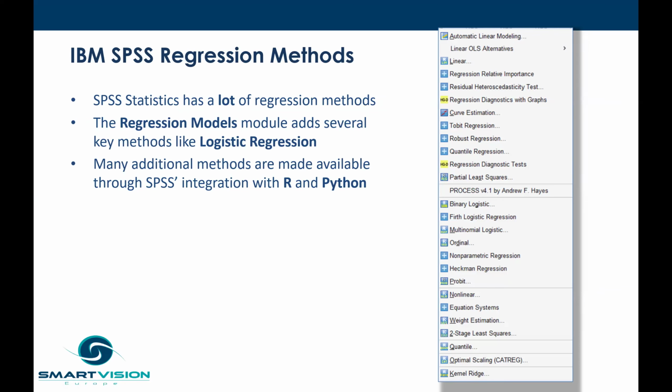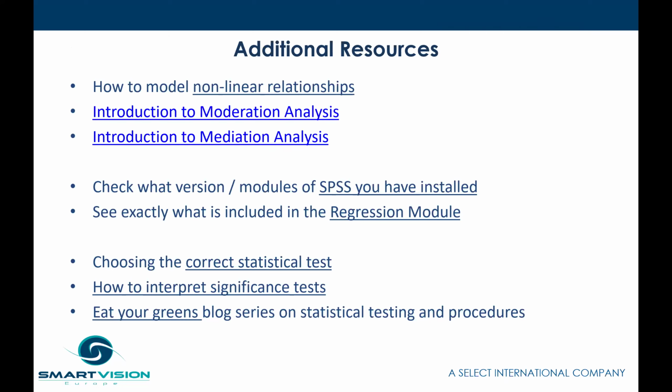Bear in mind that SPSS Statistics has a lot of regression methods. The regression models module adds several key methods, including logistic regression. You'll see multinomial logistic. That's when you have more than two category outcomes, such as low, medium, high. And there are many additional methods made available through SPSS integration of R and Python. So you'll see some of these little plus symbols popping up here that may indicate that it's using R or Python to run that procedure.